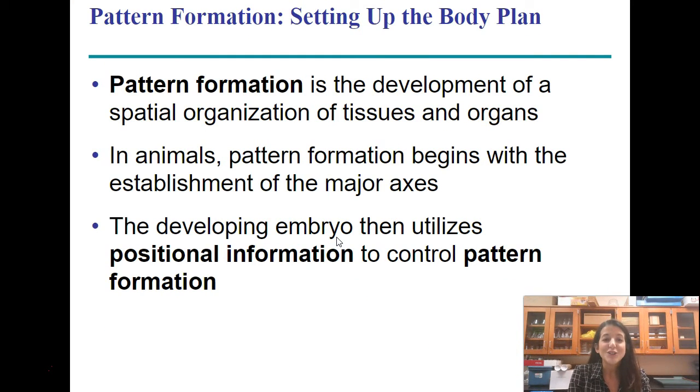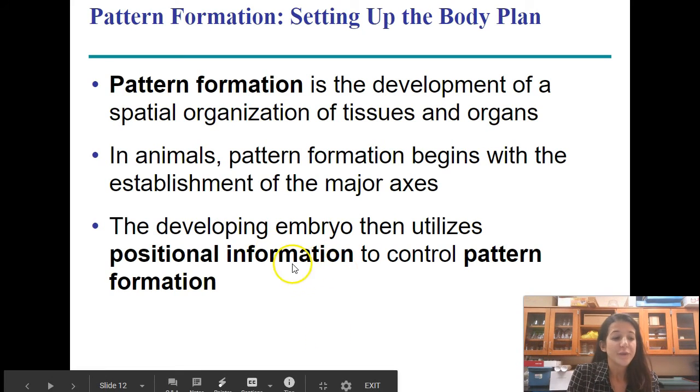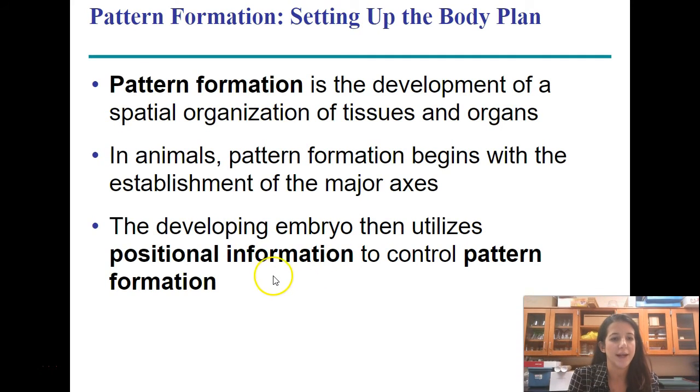Alrighty, so now we move on to pattern formation, which is just the development of spatial organization of tissues and organs. So think, where's your head going to end up? Where's your butt going to end up? Pattern formation begins with the establishment of these major axes, the anterior and posterior, again, head and butt. The positional information just helps determine where this pattern formation is going to end up.